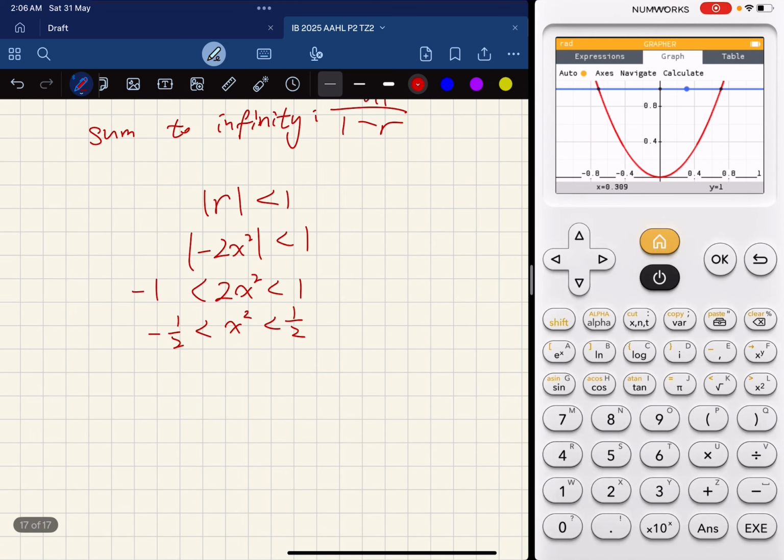Like this, right? And then square root both sides. But when you square root both sides, say square root this one and square root this one, to be very honest, this doesn't have any solution, right? So it's just x squared less than 1 over 2. So when you root both sides, then x will be between 1 over root 2 and negative 1 over root 2.